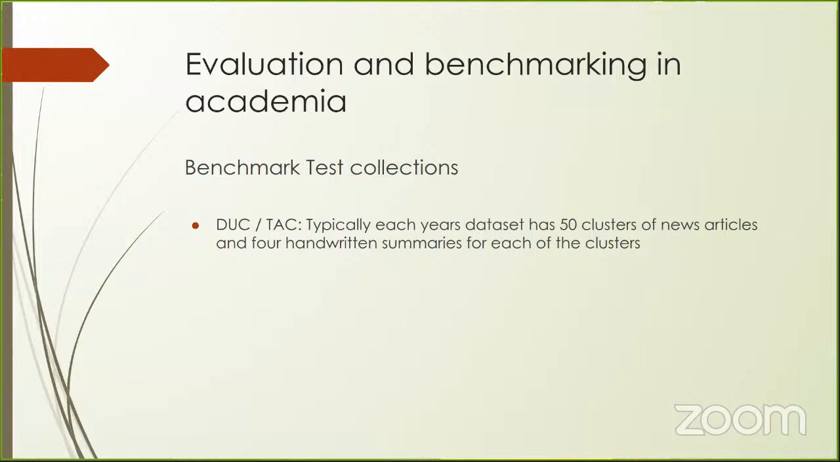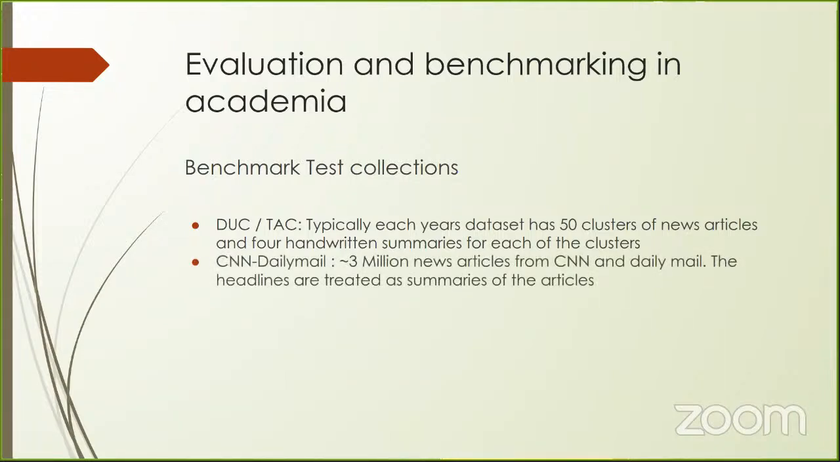10 articles on a particular news topic. And then they got humans to write one summary each for each of the clusters. So you have 200 handwritten summaries. And now you can use these summaries to compare against what your system generated, using the criteria that we discussed before.